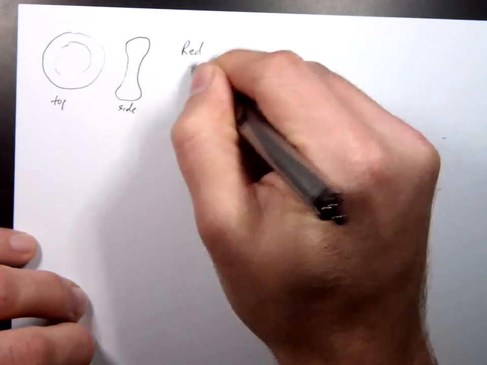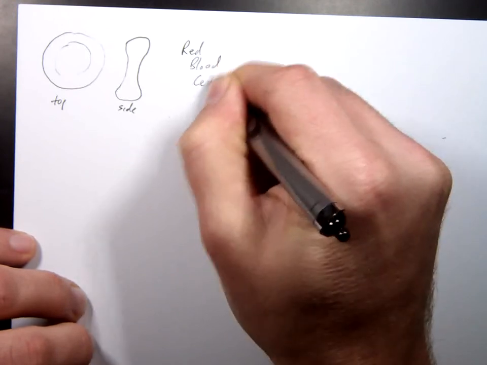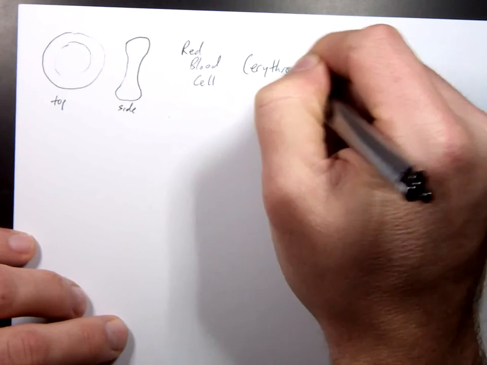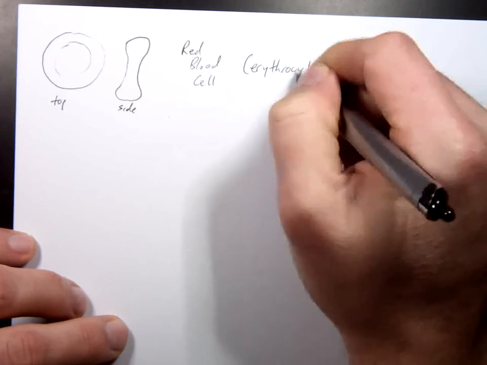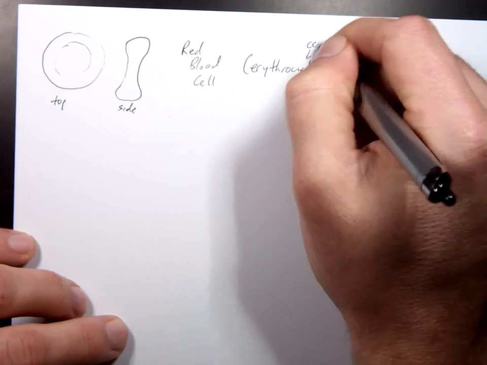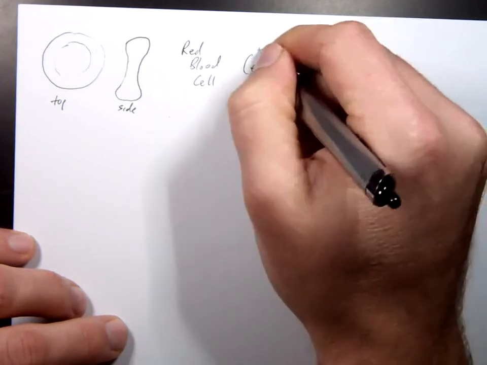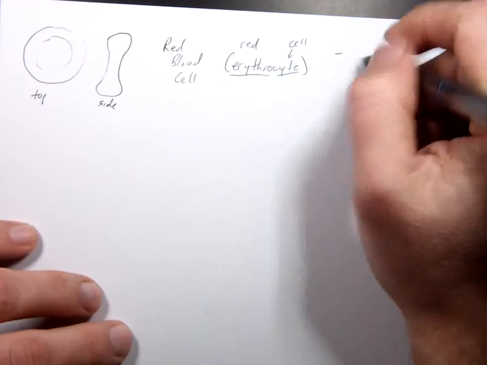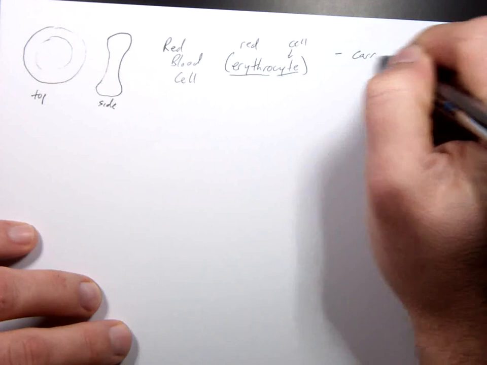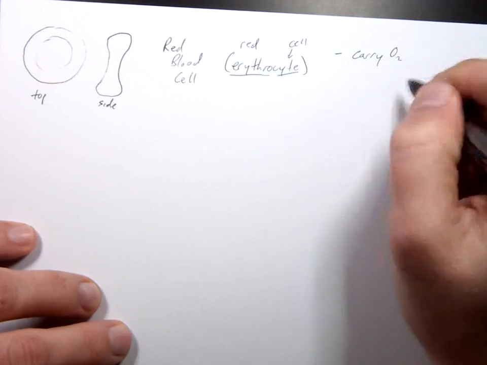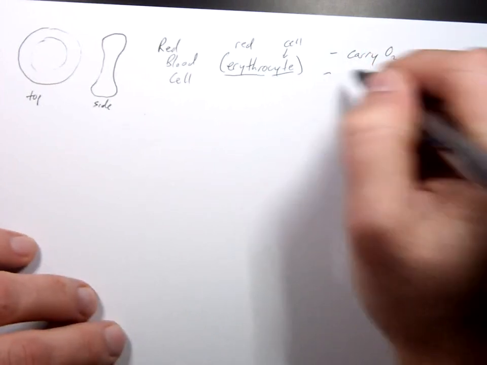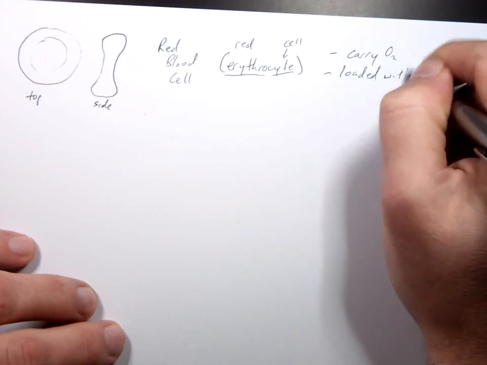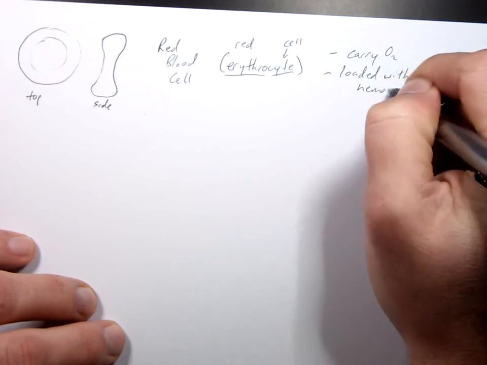So this is a red blood cell, and it's often called an erythrocyte. The suffix cyte again means cell, and erythro simply means red, and I believe that's Greek. Their job is primarily just this: they carry O2. They're carrying oxygen. And they do that because they're loaded down with a protein called hemoglobin.